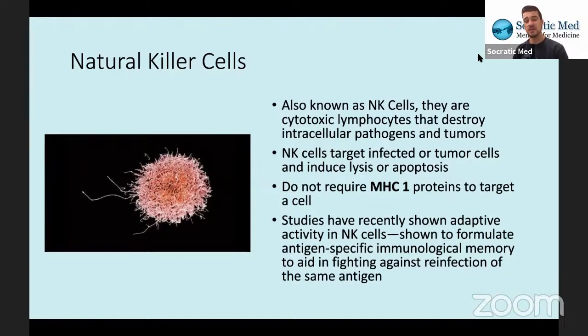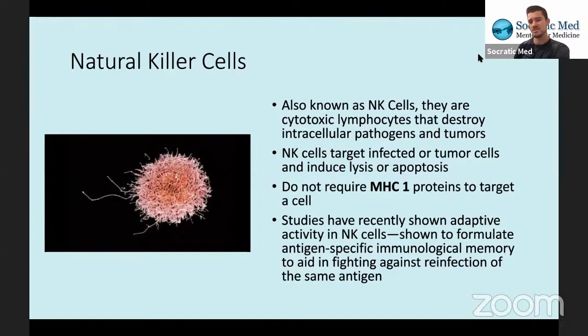So like bacteria and parasites that don't really need to live in the cell. They could very well be in the bloodstream, or in the extracellular matrix. Natural killer cells target intracellular pathogens, like viruses, for example. They will actually kill the infected cell, our infected body cell. So they target the infected cell or tumor and they induce lysis or apoptosis.